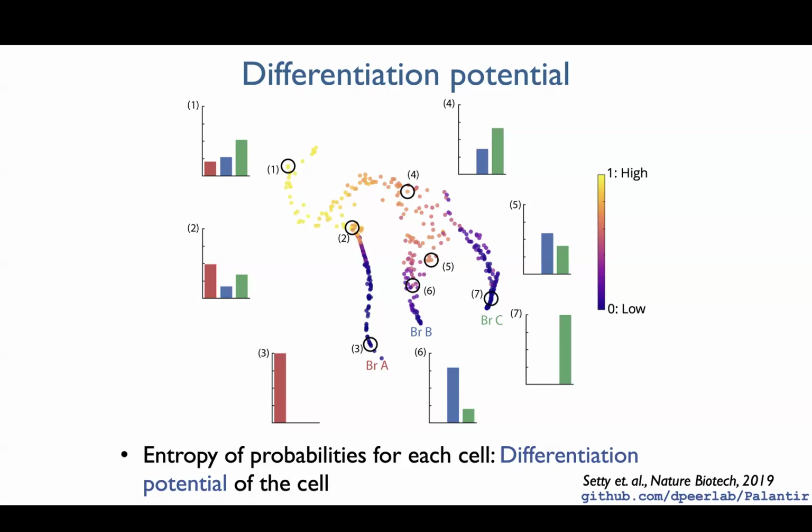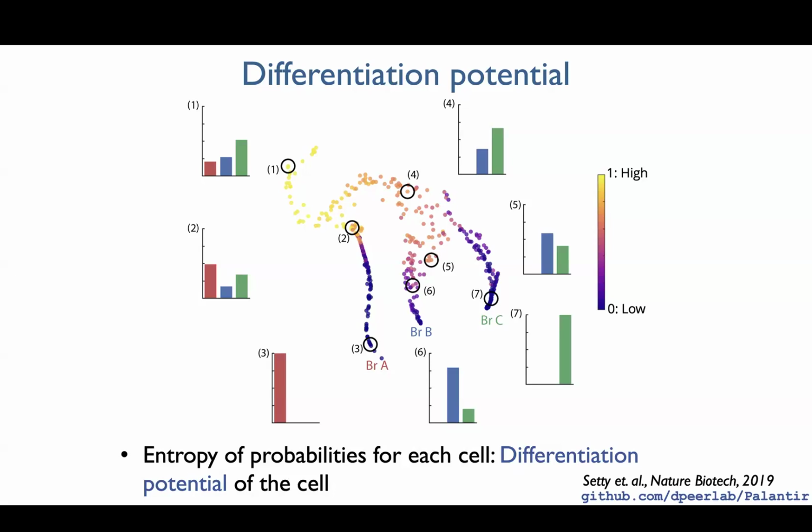What's the difference in this case between the differentiation potential and your pseudotime value, for example? Right. I'm sorry, I don't have a plot. It's an inverse relationship, but it's not a perfect inverse relationship, right? Pseudotime.